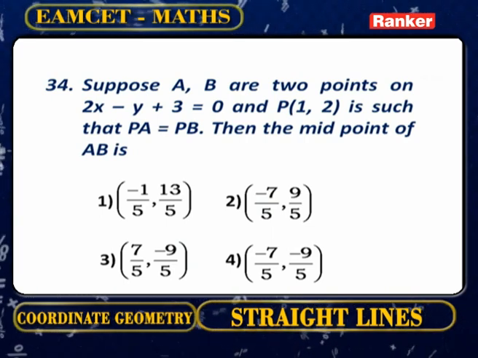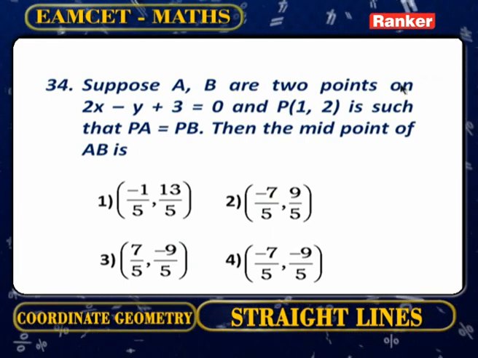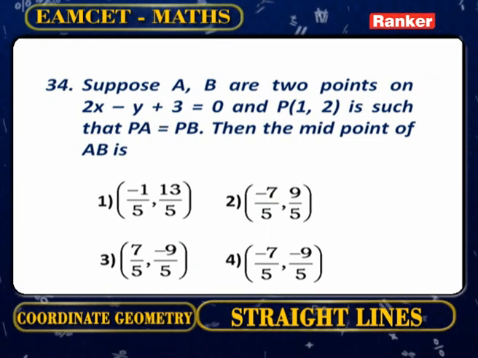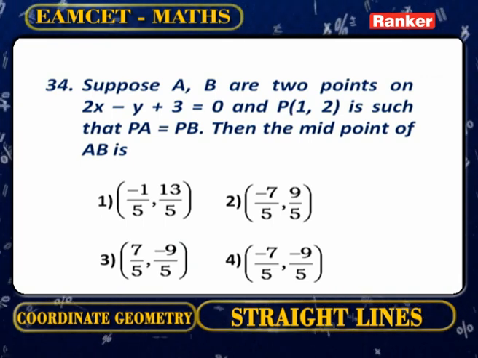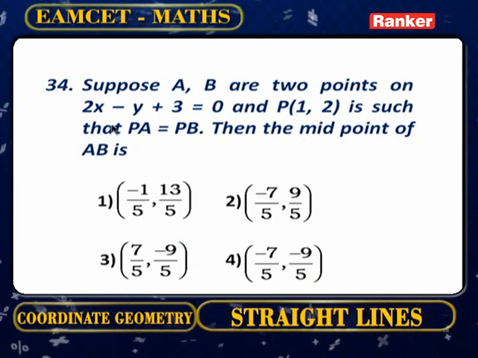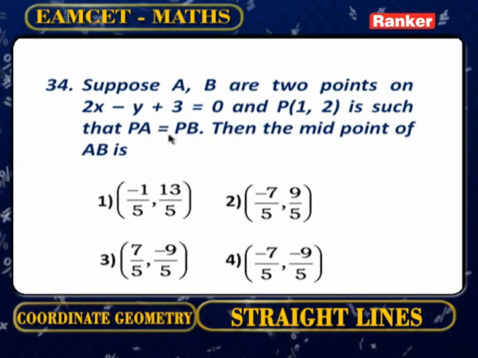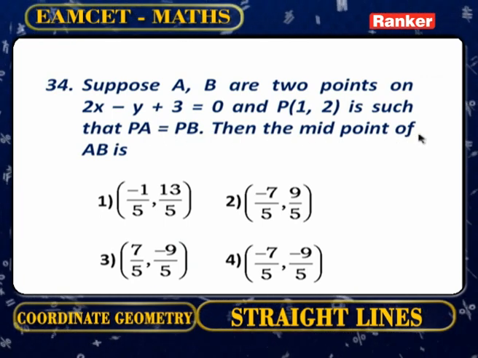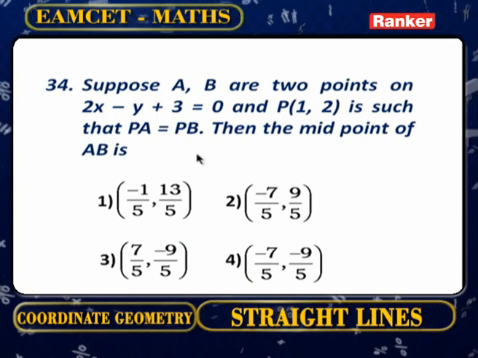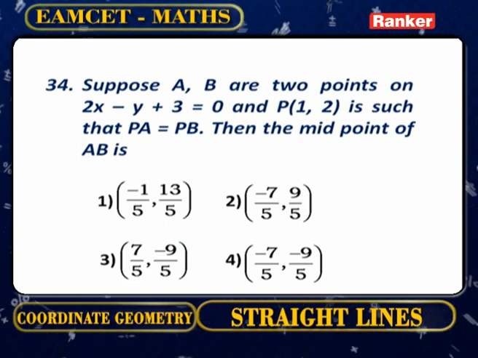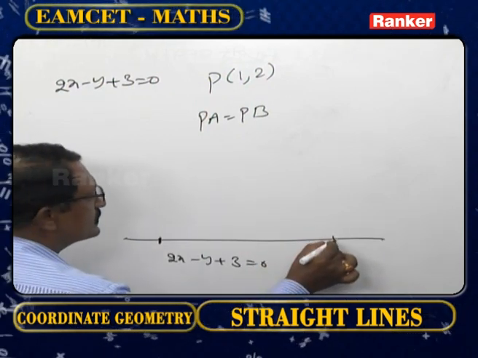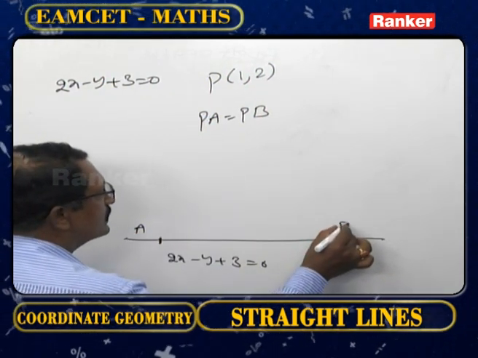Suppose A and B are two points on the line 2x minus y plus 3 equals 0, and P (1, 2) is such that PA equals PB. Then find the midpoint of AB. On the given line 2x minus y plus 3 equals 0, A and B are two points.